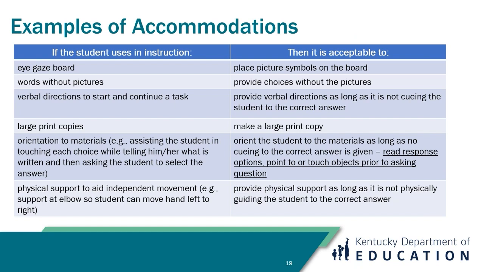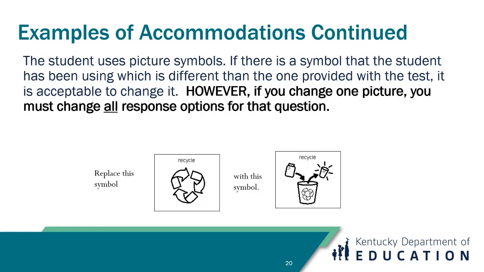Physical support is okay if it is not physically guiding the student to the answer. Acceptable physical support would be something like supporting the student's elbow or forearm so that he or she can move laterally, or supporting the student's head so that he or she can see the eye gaze board. This is another example of an accommodation that is acceptable based on what the student uses for instruction.